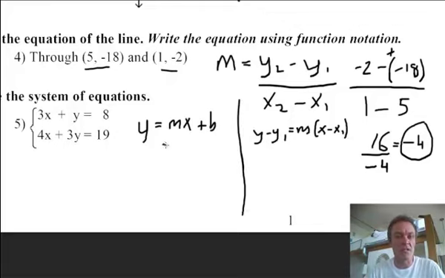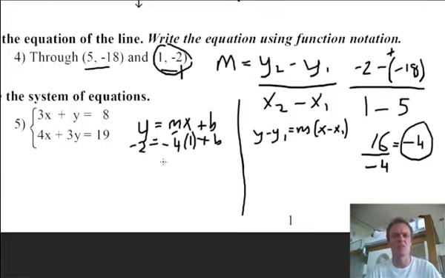We know the slope is negative 4. I'm going to put it right there. Let's choose this as the point we use. The x value is 1, so I'm going to put 1 next to it. I don't know what b is, that's what I'm looking for, but I do know what y is, it's negative 2. So look at that. I've just put the numbers in the right place. The y's there, the m's there, the x there.